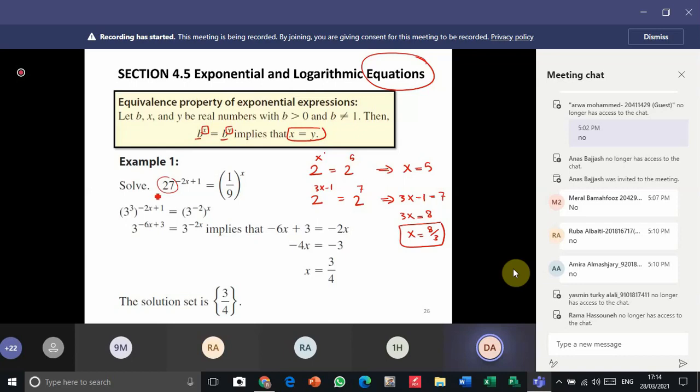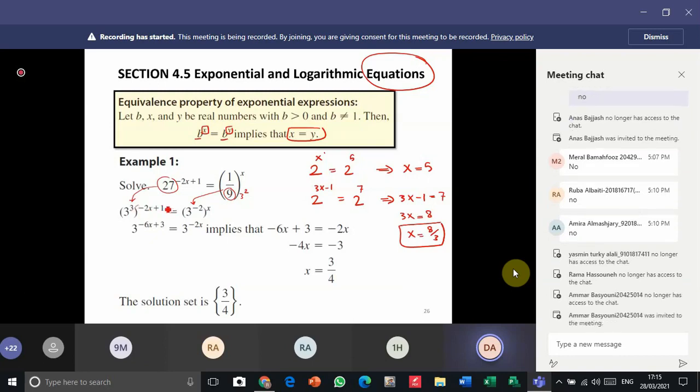Okay, so 27 convert it to 3 to the power 3, and 1 over 9 convert to 3 to the power negative 2, because the 9 is 3 squared, and moving 3 squared from the denominator to the numerator, we have a negative exponent, 3 to the power negative 2. Power of a product, multiply the powers, so we have 3 multiply x, 3x, and minus 2 multiply x plus 3, minus 2x minus 6.